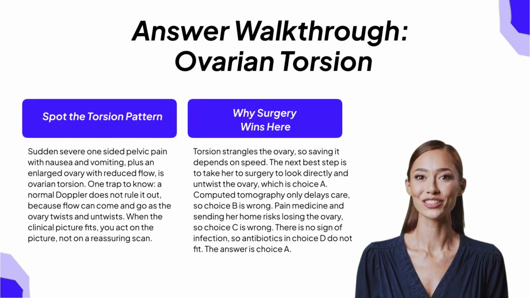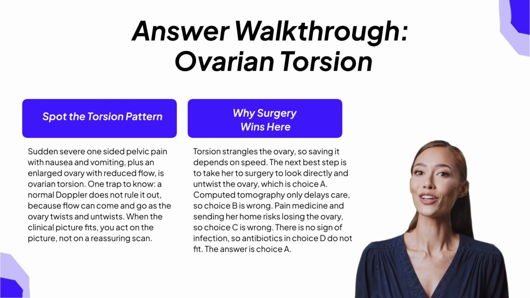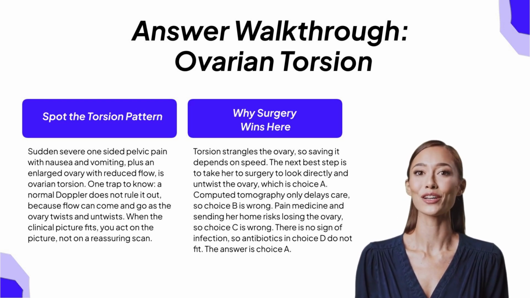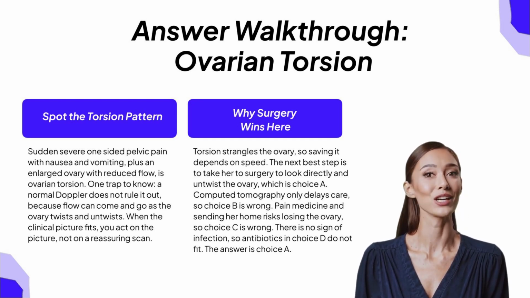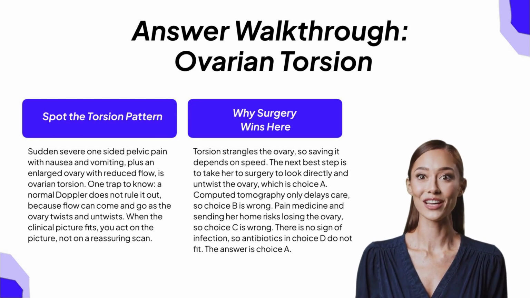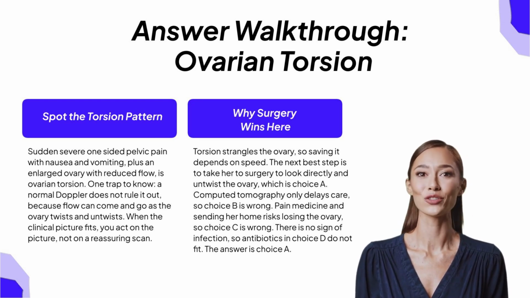Let us reason through this one. First, spot the pattern. Sudden, severe, one-sided pelvic pain with nausea and vomiting in a young woman with an enlarged ovary and reduced blood flow is ovarian torsion. There is a crucial trap hidden here that the exam loves. A normal Doppler ultrasound does not rule out torsion, because blood flow can come and go as the ovary twists and partially untwists. So when the clinical picture fits torsion, you act on that picture and you do not let a reassuring scan talk you out of it.